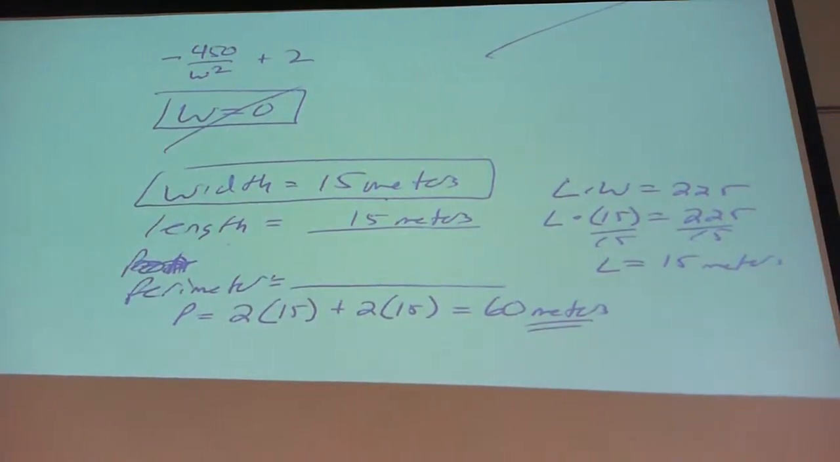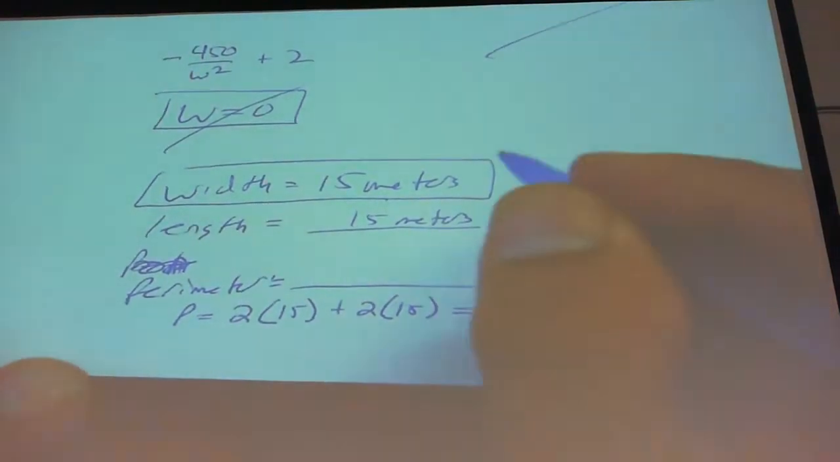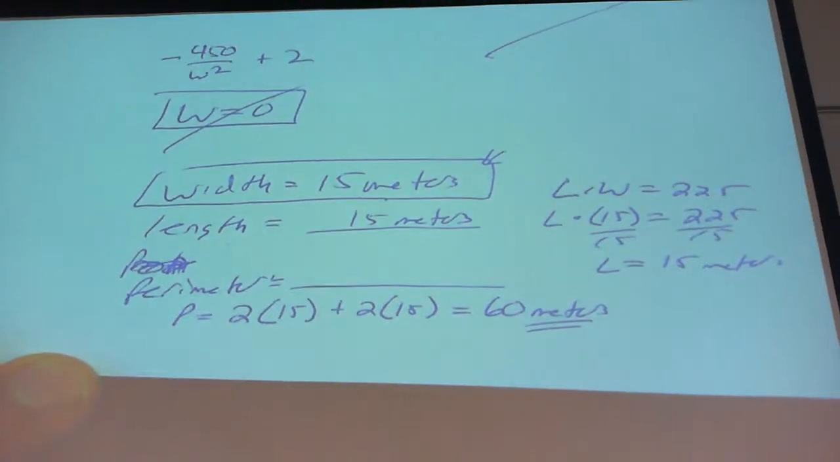Now, I am going to add a bonus. I think it's nice to know, but you may be wondering, how did I know if 15 meters was an absolute max or an absolute min, because we were trying to minimize perimeter? How am I supposed to know? Well, remember, the original was 450 W to the -1 plus 2W, right?